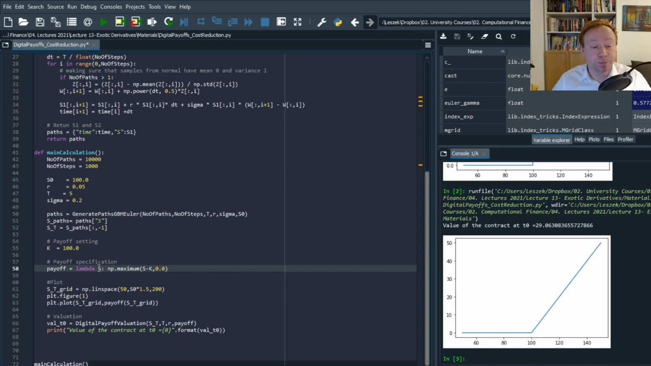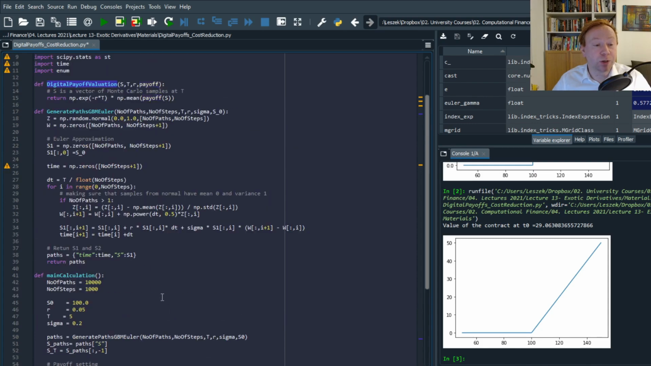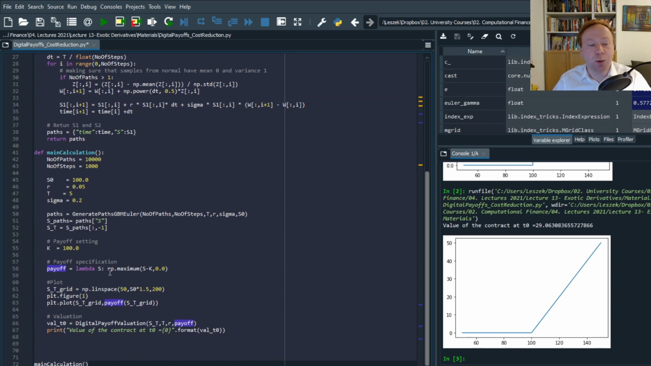So here I define a payoff which is the maximum of S minus K, and this payoff is used in the digital payoff valuation, which is here. You see there is a lambda expression payoff, where I'm calculating the discounted expected value of a payoff, and then we have input S, which is the last vector. This is the vector of stocks at the maturity time t. So this is a generic way of defining the payoff outside the evaluation. Here we can specify whatever we want for the payoff, and then that will be used in evaluate. This is just to illustrate.